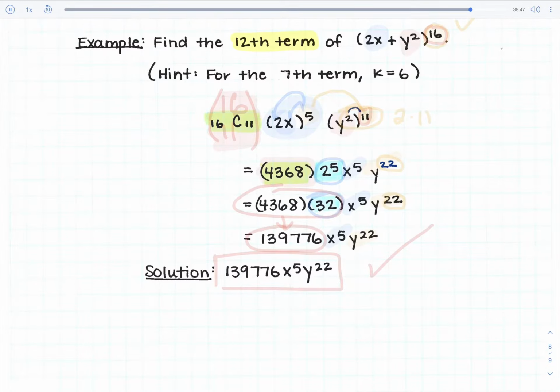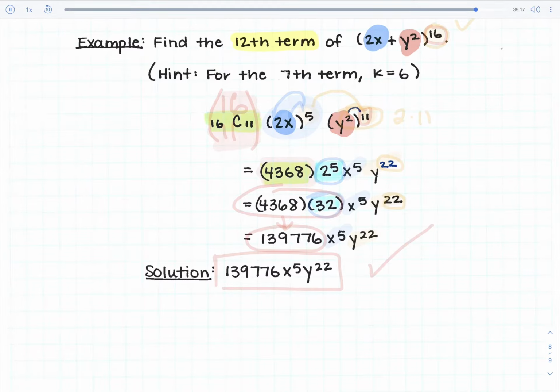So they do give you a hint. They said for the 7th term, you're actually going to use k equals 6. So let's see what they mean by that. If we want to start out with the 12th term, first of all, let's figure out what our two variable pieces are. Our first piece is 2x. Our second piece is y squared.